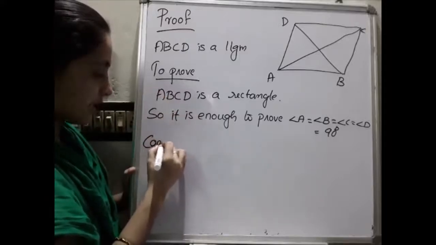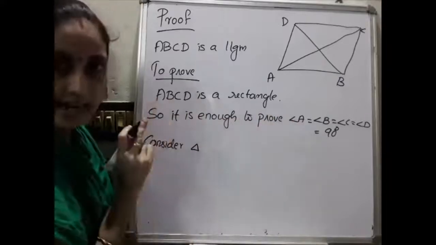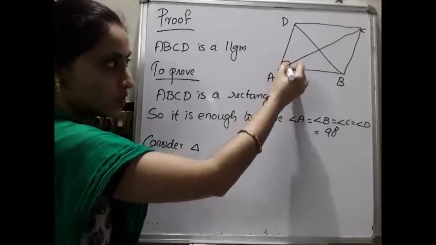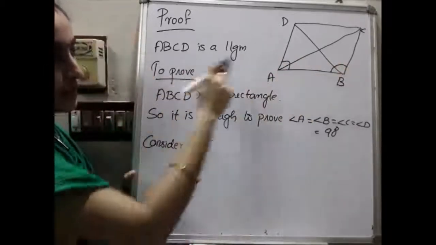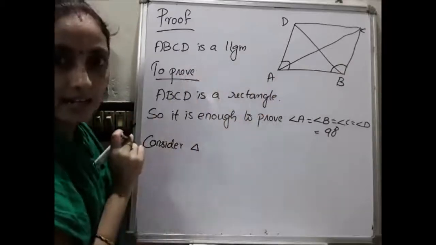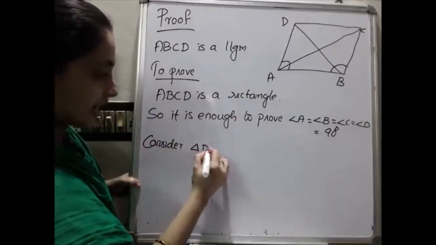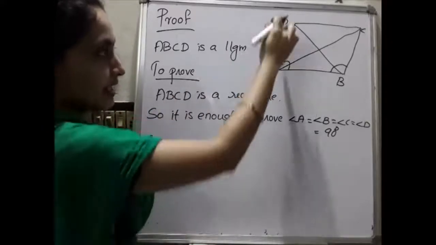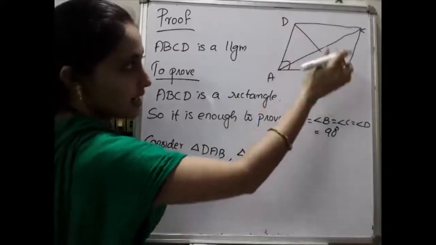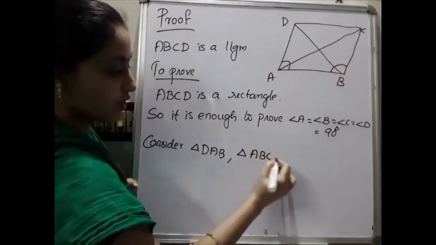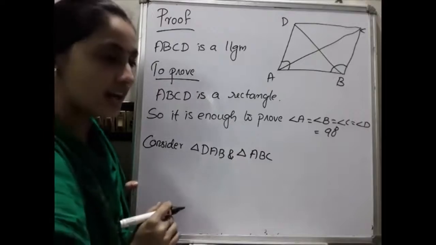Okay, so listen here please. We need angle A to be 90 degrees, so we have to consider the triangle which includes this angle, and also the triangle which includes angle B. Can you say which triangle includes angle A? DAB. Yes, consider triangle DAB. Can you say one more? Yes, triangle ABC. We got two triangles. Consider triangle DAB and triangle ABC.